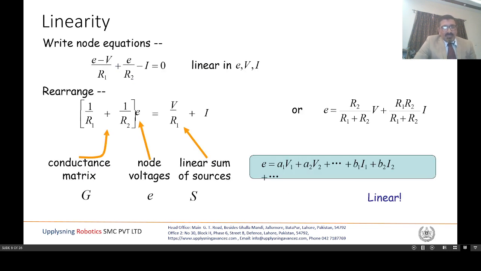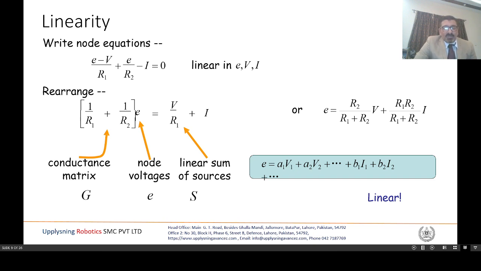And then we can rearrange the equation in a matrix way, or we can write this whole thing using the voltage divider, which I already defined. How can we write a voltage divider? The node voltage E is equal to R2 divided by R1 plus R2 multiplied by V, the voltage, plus R1 R2 divided by R1 plus R2 multiplied by the current.